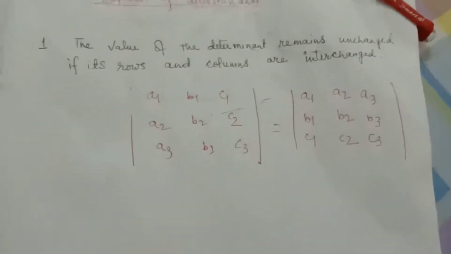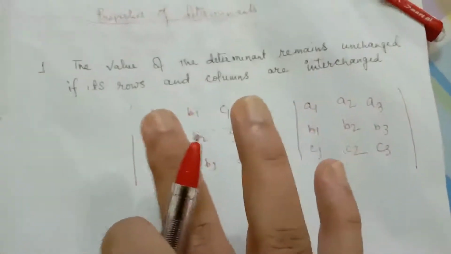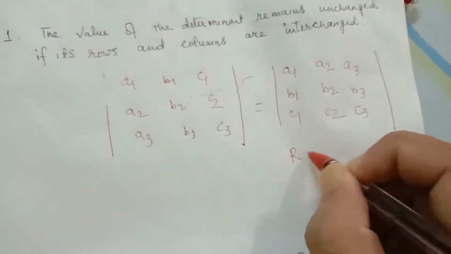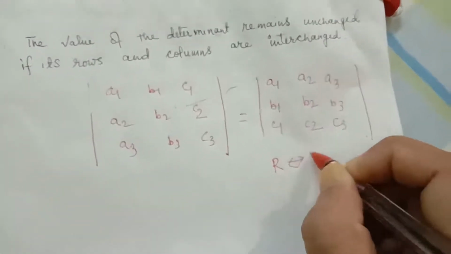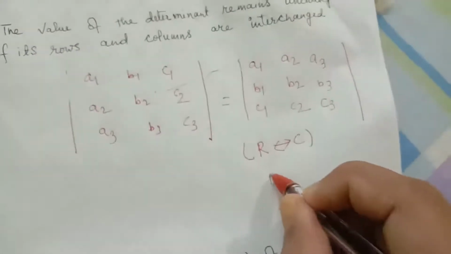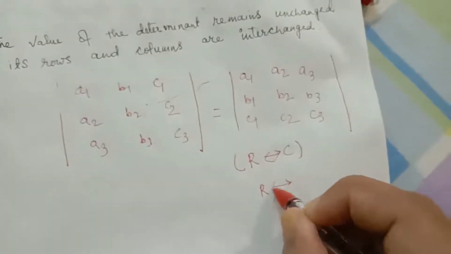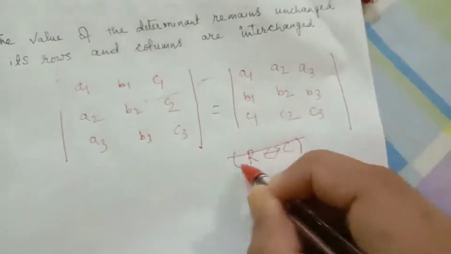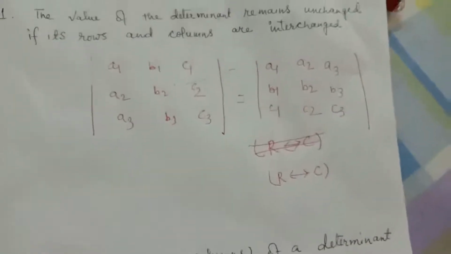In the first property, you can see we have written the rows as columns. We have interchanged the rows and columns. In symbols we write it this way: interchanging rows and columns. Okay.